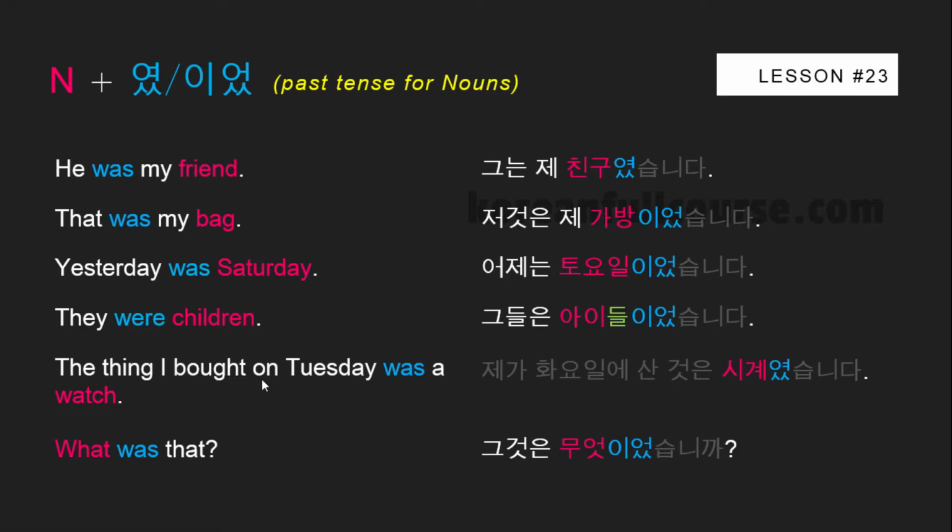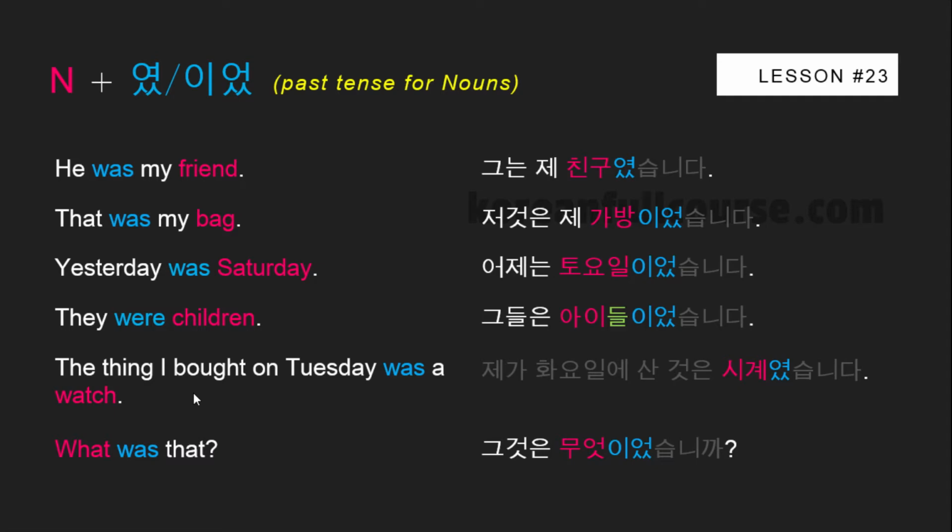The thing I bought on Tuesday was a watch. 제가 화요일에 산 것은 시계였습니다. 산 것은 is the thing I bought. We haven't covered this topic yet, so just ignore it for now, okay? The reason why I use this grammatical construction, which you haven't learned yet, is because I wanted to show you how you can use yot and iot suffixes in a little more complex sentences like this one.